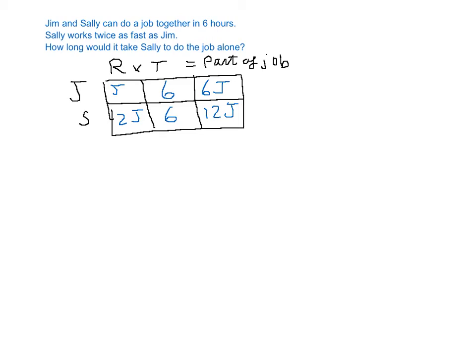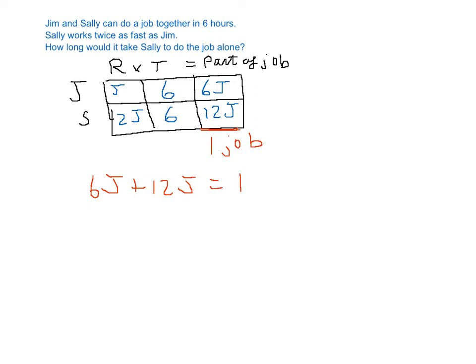So here's how I set it up, and you might have done it differently. But we know that Sally works twice as fast as Jim. So if Jim works at J of the job per hour, then Sally works at 2J. We know that if they work together for 6 hours each, they do the whole job. Well, if Jim works at this rate for this time, this is the part of the job he does. Similarly, this is the part of the job that Sally does. And then the big deal, remember, is that together they do one job. So what that tells me is 6J plus 12J is equal to 1.